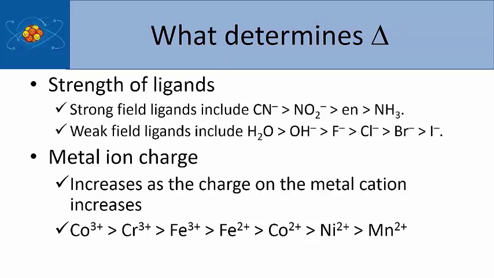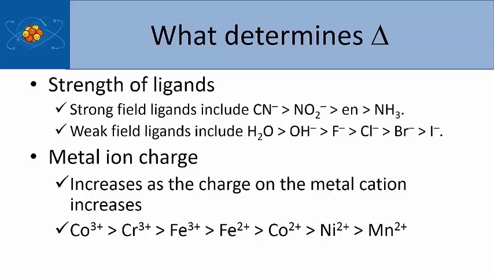So, what determines the delta? I think I just mentioned it. It's the strength of the ligand interaction. And so there's a list. It's called the spectrochemical series, and I'll give you the full list laid out. But the strongest field ligands include things like CN minus and NO2 minus. The weakest field ligands include things like I minus and Br minus.